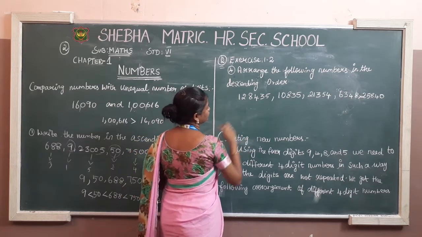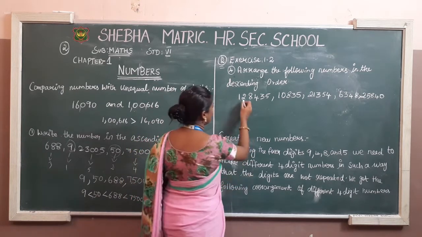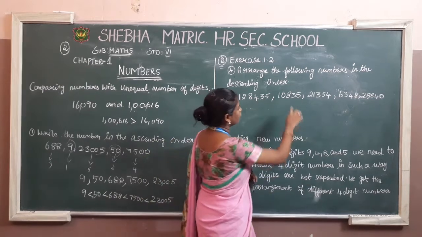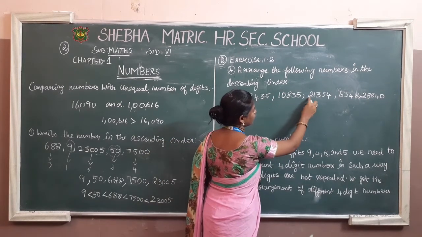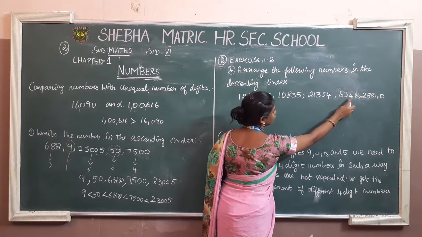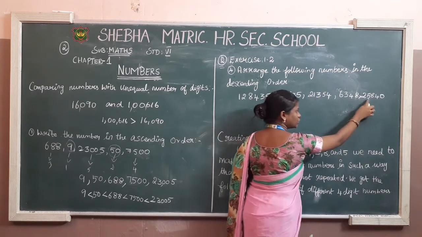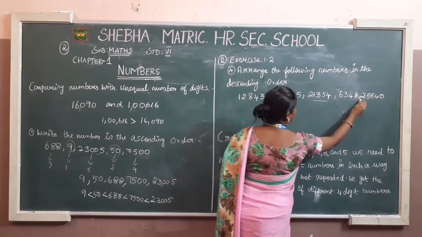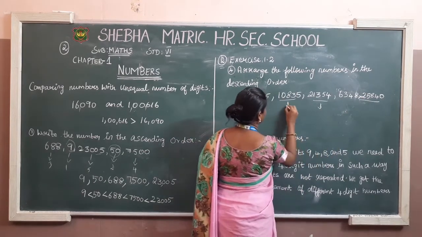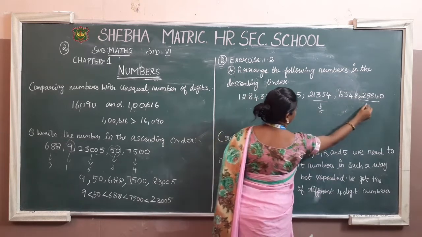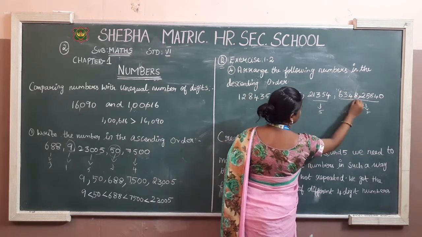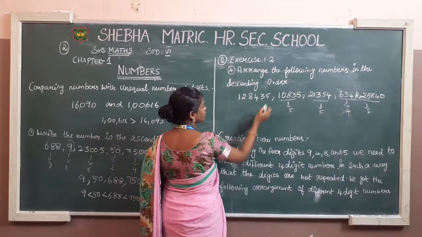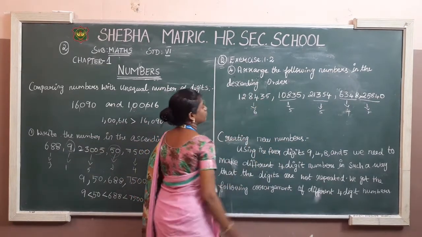So some questions are there. How many digits are there? 1, 2, 3, 4, 5, 6, and next 1, 2, 3, 4, 5, and 1, 2, 3, 4, and 1, 2, 3, 4, 5 digits. So 3 numbers are 5 digits. This is how many digits? 4 digits are there. And this is 1, 2, 3, 4, 5, 6. This is 6 digits.